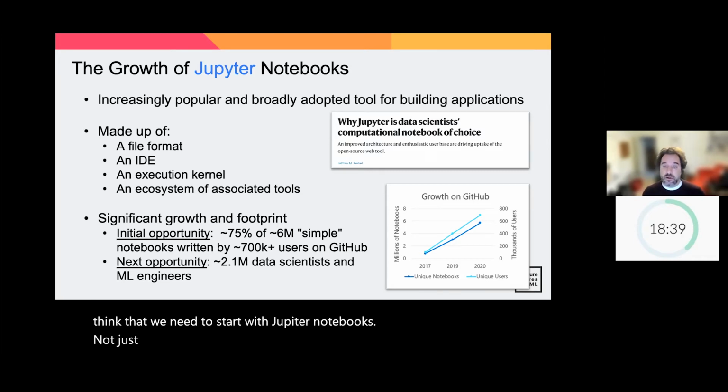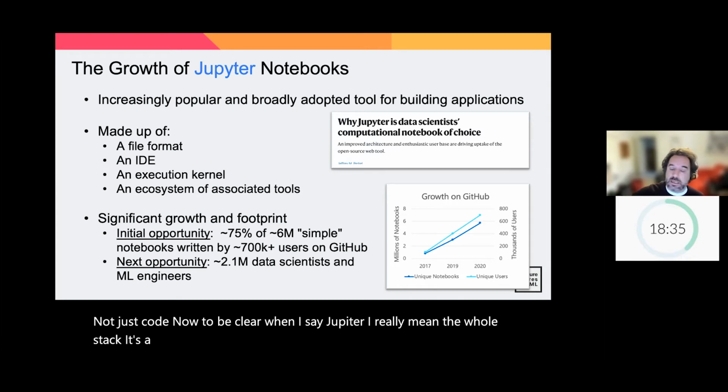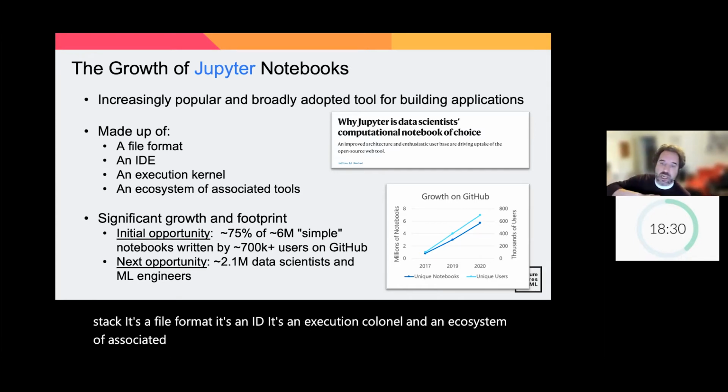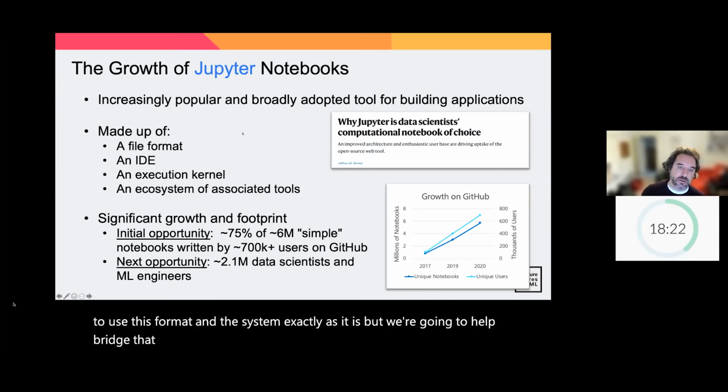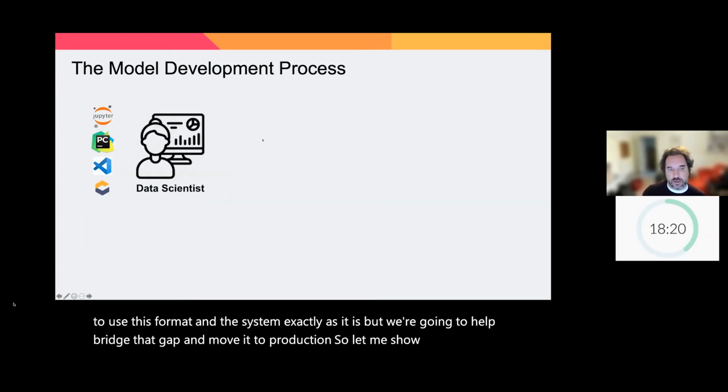Now, to be clear, when I say Jupyter, I really mean the whole stack. It's a file format, it's an IDE, it's an execution kernel, and an ecosystem of associated tools. We're not going to change anything there. We're going to use the format and the system exactly as it is, but we're going to help bridge that gap and move it to production. So let me show you how this might look, right?